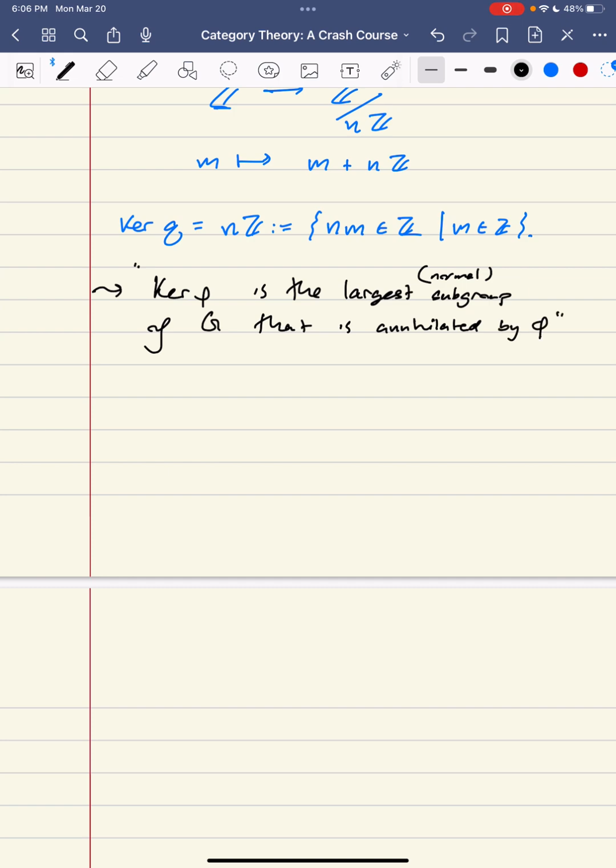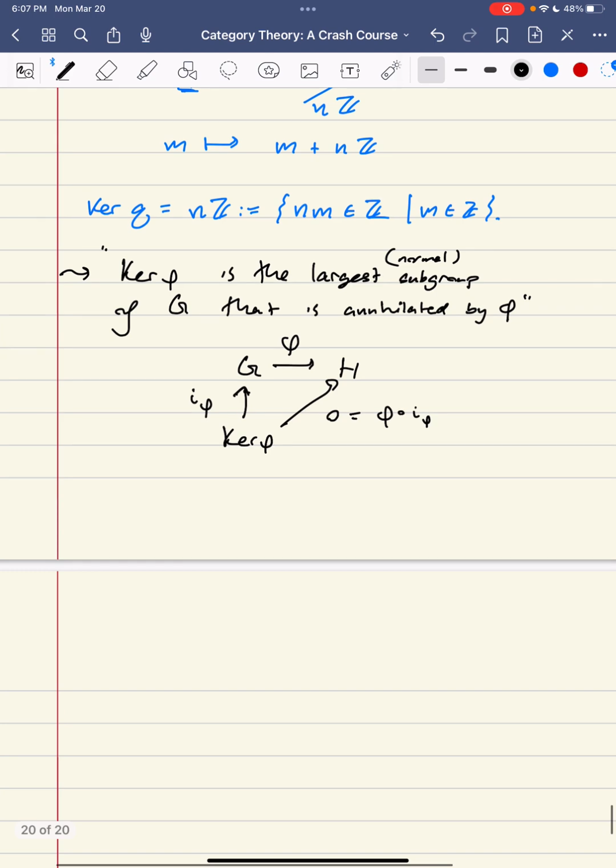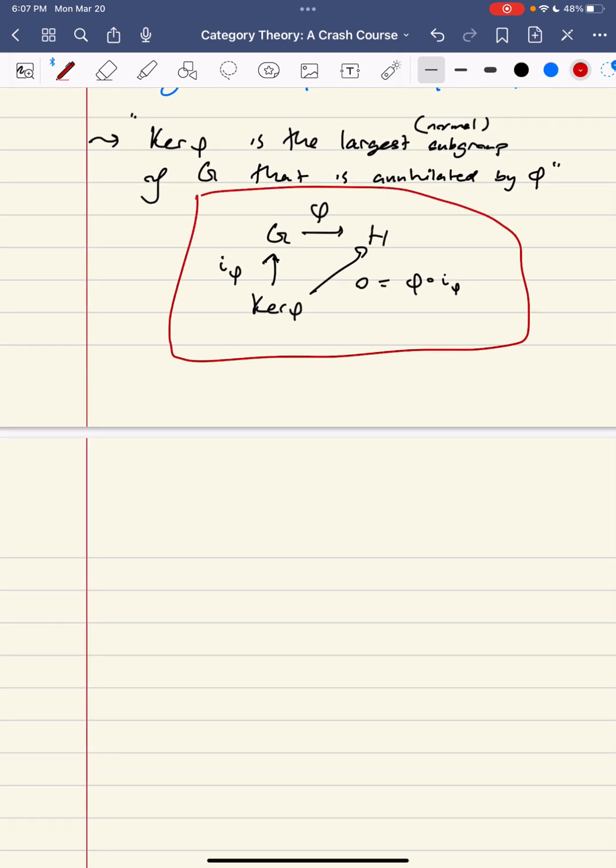So the way I'll write that is, if I write G, H, and phi, and if I write the kernel of phi as a subgroup, there's a natural inclusion of this subgroup into G. So I'll write it as I sub phi. By killed off by phi, I mean if I compose these two maps, making the associated commutative diagram, this should be equal to 0. So this gives me a commutative diagram.